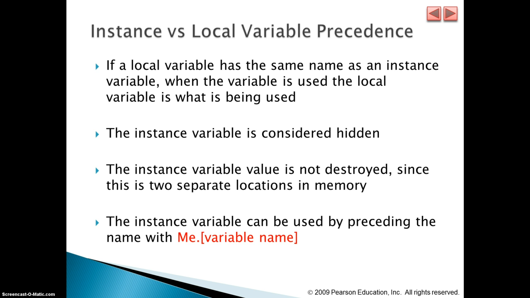And if you do want to reference a global within a procedure that has a local variable of the same name, that is when you're going to need to use this notation, Me dot. And by that notation, the code realizes you're referencing the global or instance variable.